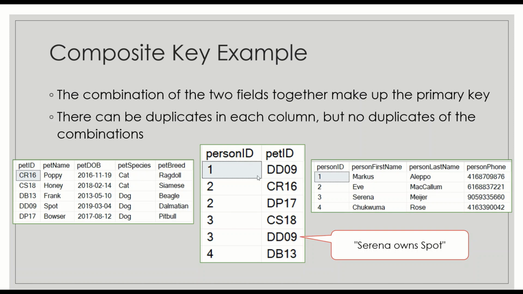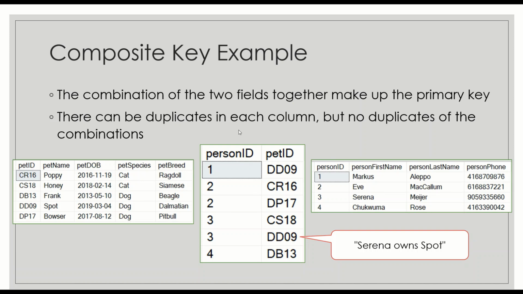So that pet, if we look over here, that's the pet called Spot. And Spot is owned by person number 1 and person number 3. So person 1 and person 3 are both owners of Spot. And if we look up the people in the table, we can see that Marcus and Serena are sharing that dog.